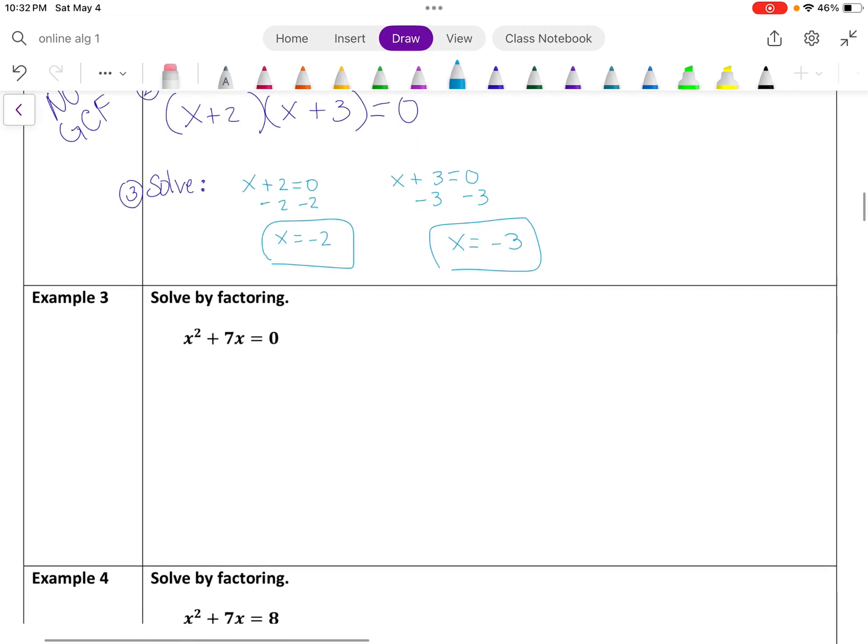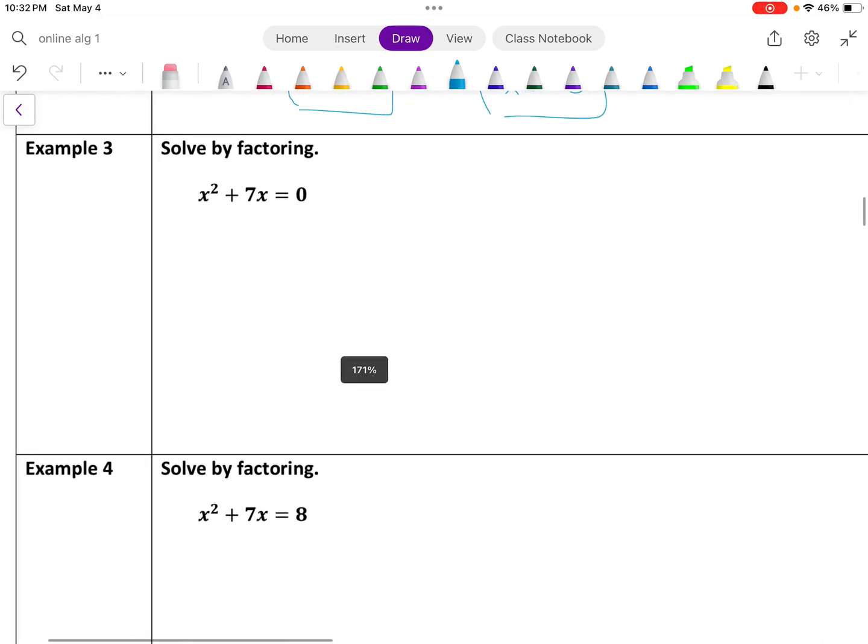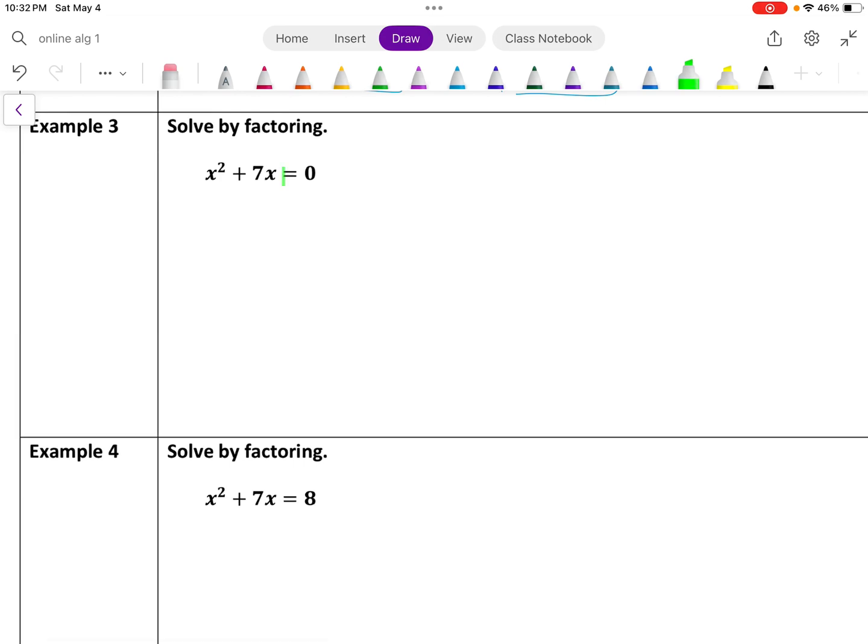So example 3, solve by factoring. X squared plus 7x equals 0. Okay, well, it's equal to 0, right? So we can just get started. This one is going to have a GCF, right? Notice that I don't have a C value. My C value is 0 for this one. So my GCF is x. Well, if I factor that out, I have x times x plus 7.